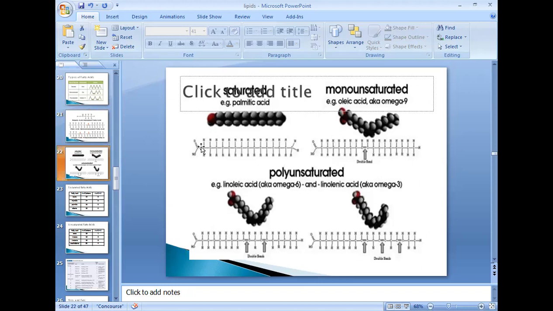Three-dimensional structure. Saturated fatty acid, unsaturated fatty acid, double bond. Two and three double bonds are present in these two structures. That's why it is a polyunsaturated fatty acid.